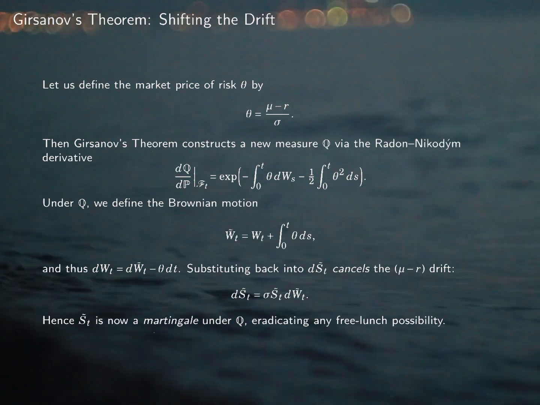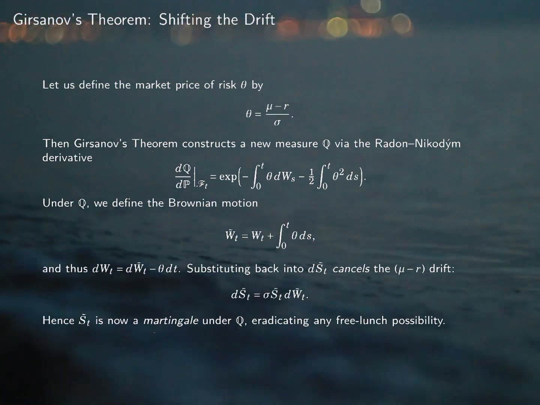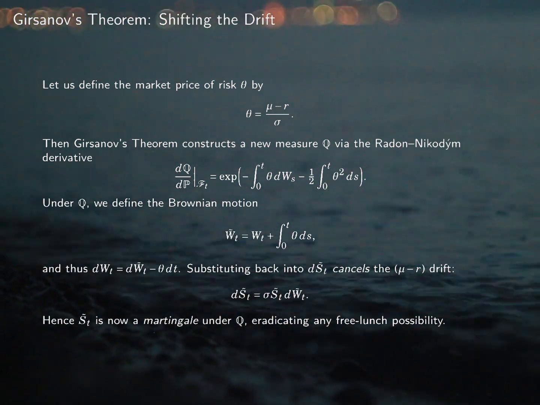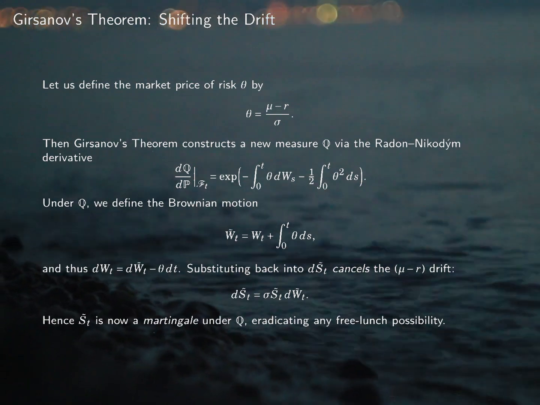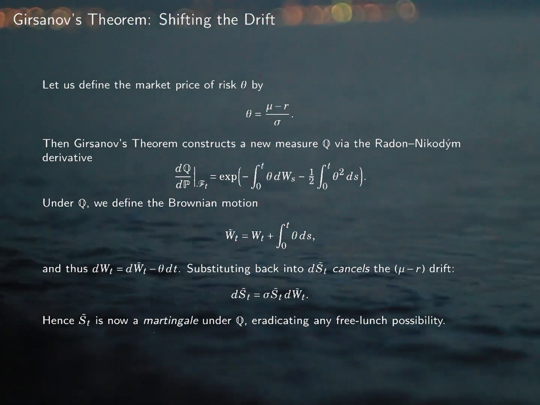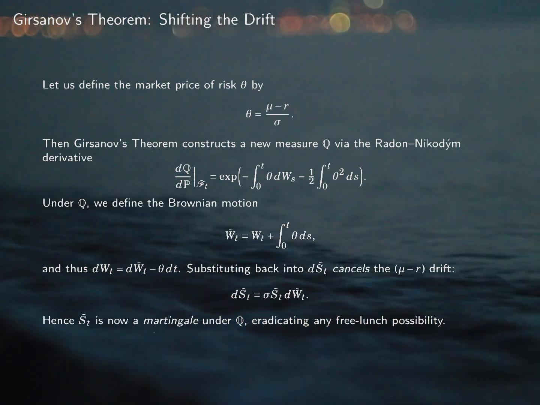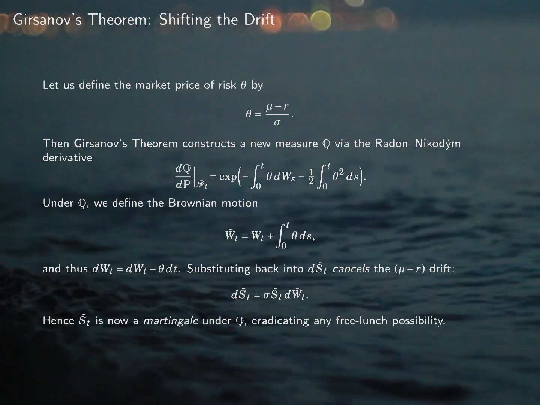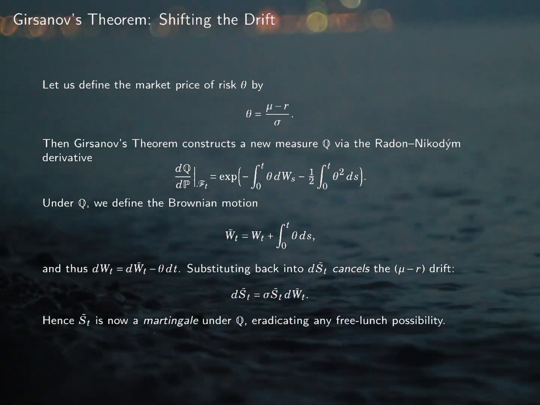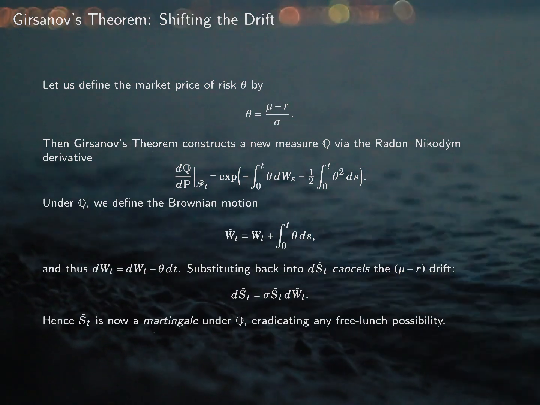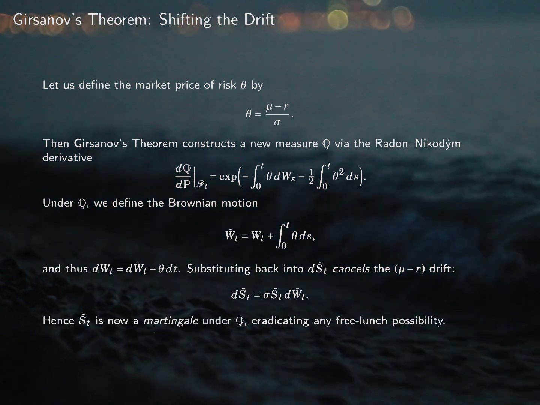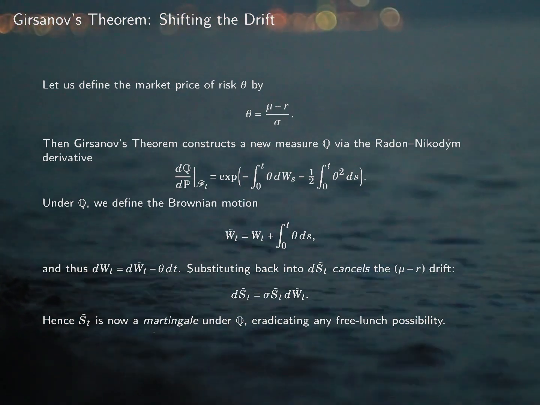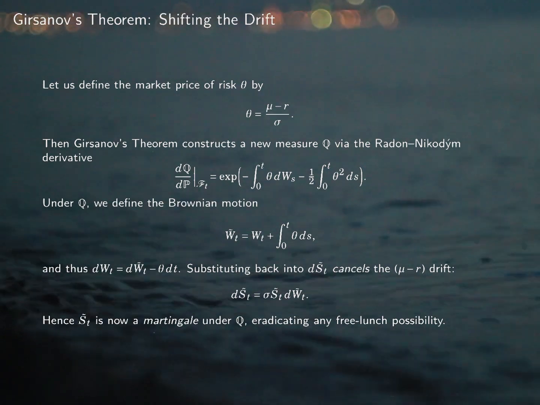Now we build a new probability measure called capital Q, using something called the Radon-Nikodym derivative. That's just a fancy way of describing how we twist one probability space into another. The formula is an exponential of minus the integral of theta times dW sub s minus 1/2 the integral of theta squared ds. This transformation effectively redefines Brownian motion. The new one, called W tilde sub t, is equal to the original Brownian motion plus the integral of theta over time. Substituting that into our discounted asset equation removes the drift entirely.